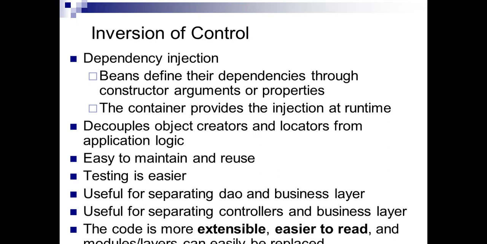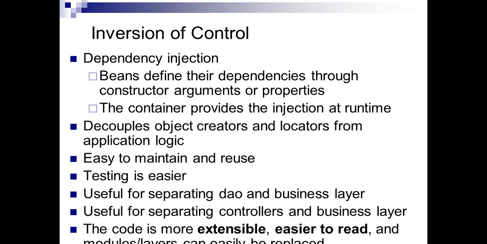Inversion of control. Dependency injection means if there are some beans, you define the dependency through the constructor argument or some property setter methods. The container provides the injection at runtime. So whenever the demand for the bean arises, at that time the dependency injection will resolve it. It decouples the object creators and locators from the application logic, and makes the code easy to maintain and reuse.